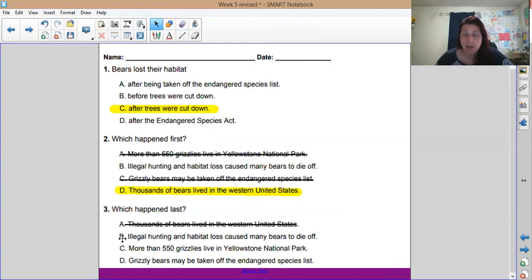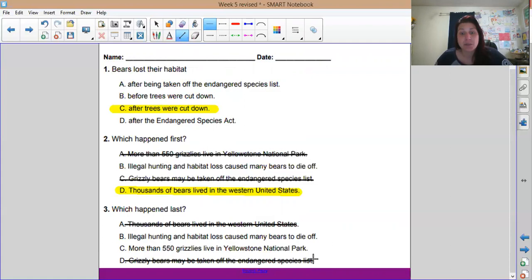Illegal hunting and habitat loss caused many bears to die off. We know that was kind of our second thing, right? It happened right after that first comment with them living in the Western United States. More than 550 grizzlies live in Yellowstone National Park. Grizzly bears might be taken off the endangered species list. So now they're asking us which happened last. If something didn't happen yet, remember we talked about that future tense? Grizzly bears may be taken off the endangered species list, meaning in the future they may be taken off.